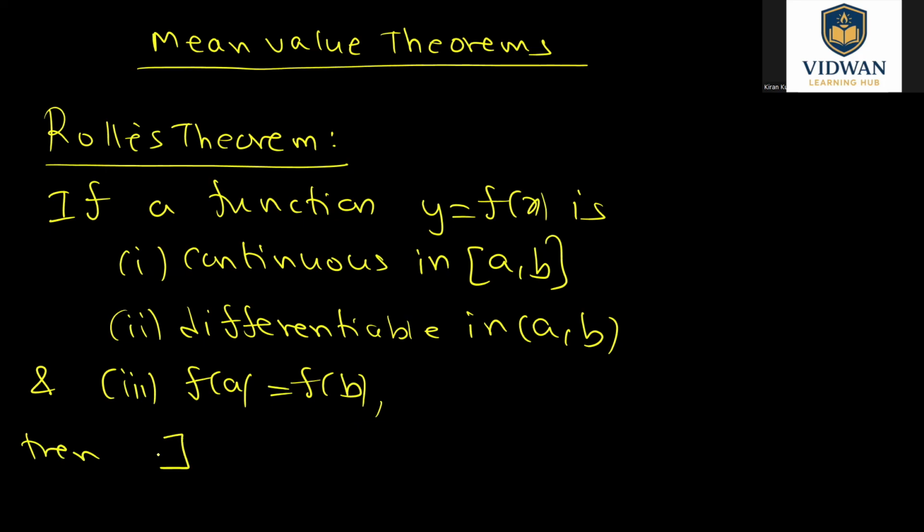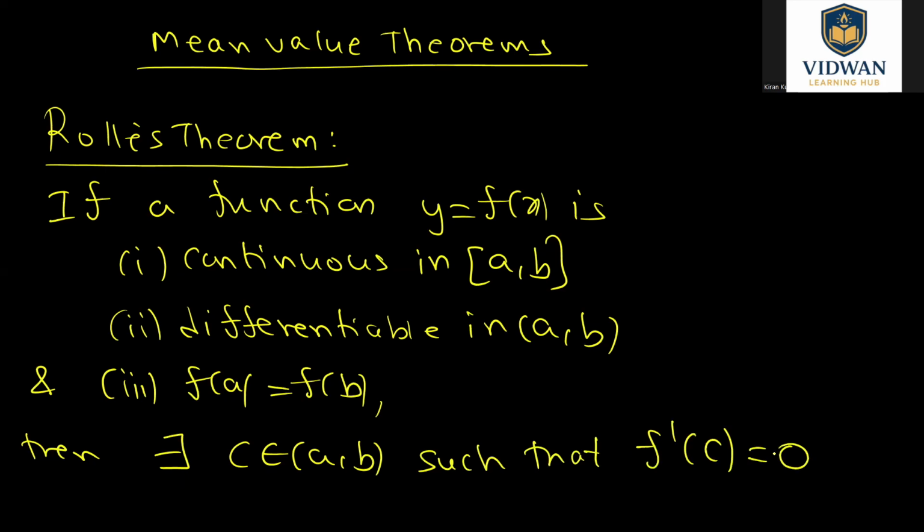this symbol means there exists at least, you just say there exists, C belongs to AB. C belongs to AB doesn't mean that C is only a unique value. You can have multiple values of C also in the interval such that the derivative at C is 0. That means the tangent at that point x equal to C will have a slope 0. So f dash of C represents slope of tangent at x equal to C. So that means the graph has a tangent parallel to x-axis.